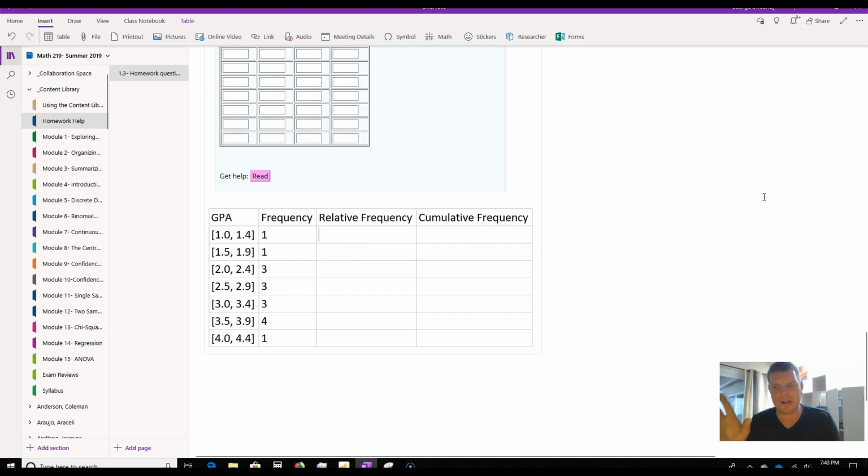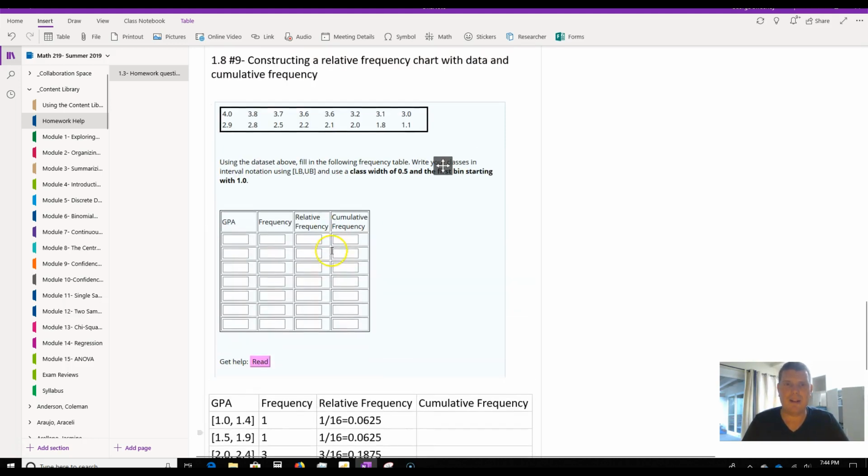So again, relative frequency is the frequency divided by the total. So in this case, it's going to be 1, because there's 1 in that group, divided by 16, which equals 0.0625. Then the next one is going to be 1 divided by 16, and that's going to equal 0.0625 again. Next, notice for this class now it's 3, so it's going to be 3 out of 16, and that's going to be 0.1875.